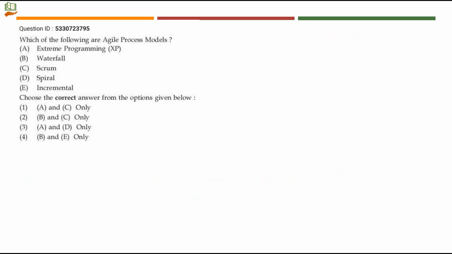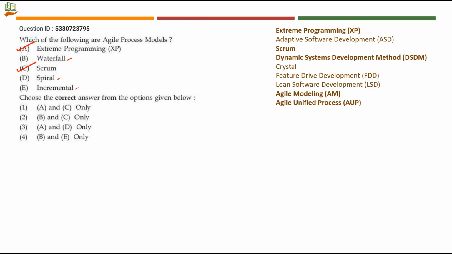Next question, which of the following are agile process models? So we know waterfall has been existing for a long time, and we know spiral is also existing before agile. Similarly, incremental model is also existing from before. If you have an idea about this, you can easily narrow this list to A, extreme programming, and C, Scrum. So I'll give you a list of process models under agile software engineering.